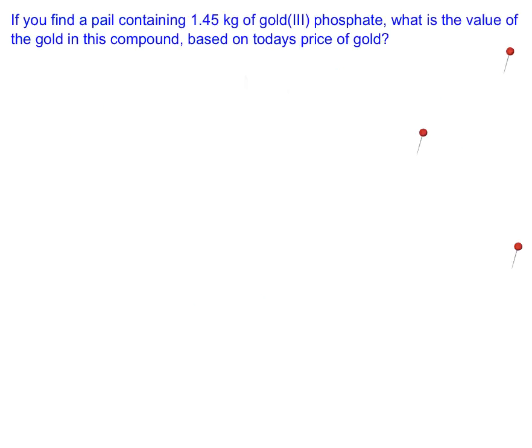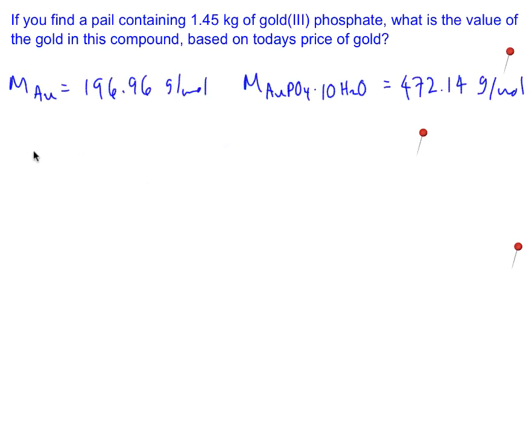So here's a little bit of an extension question. You happen along the road and you find a pail of gold(III) phosphate. So what's the value of gold in this compound based on today's gold prices? Well, we have a mass of a compound, but we're only interested in the gold. The phosphate in gold(III) phosphate is insignificantly valuable relative to the gold. So we have to find a percent gold first. But it's just gold that we're interested in.